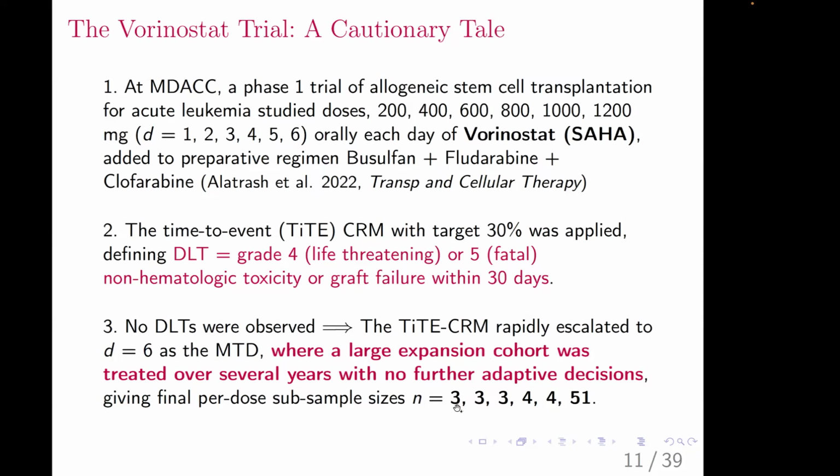And so here are the final per arm per dose sample sizes, 3, 3, 3, 4, 4. You can see it escalating. And then they camped out at dose 6 and just treated patients. And they didn't tell me they were doing it or show me the data.